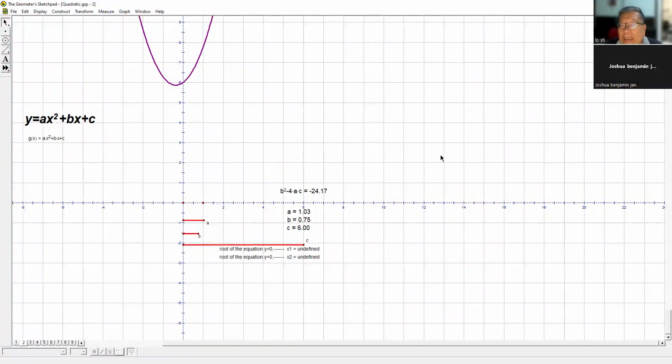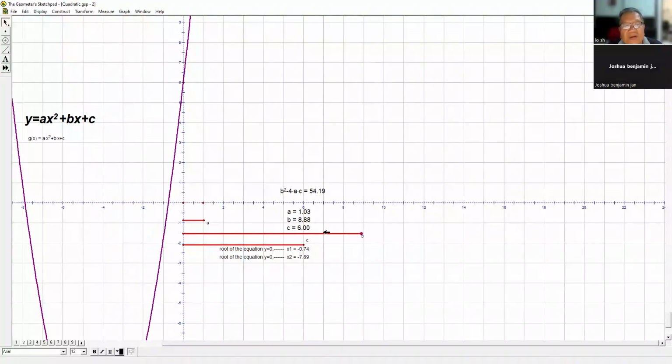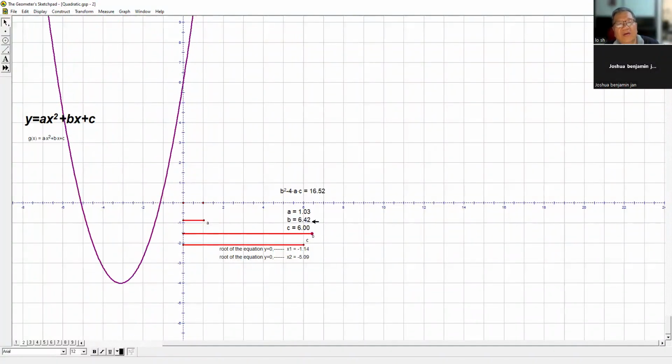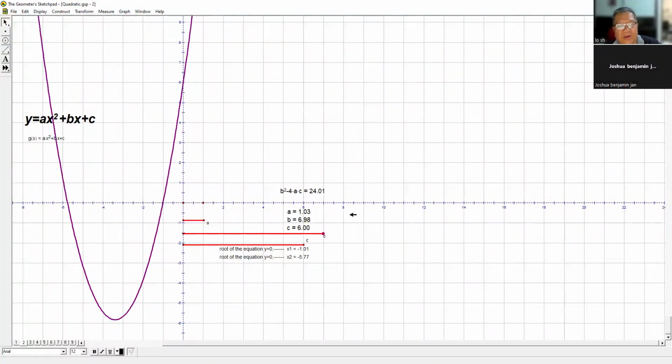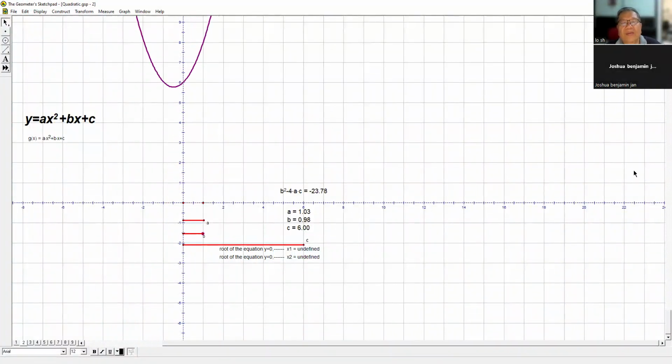Just like our linear equation, y equals mx plus c, right? So c is actually the y-intercept. If b is positive, then it will be somewhere on the left-hand side, then it will start to grow, right? Not this, b equal to 1.